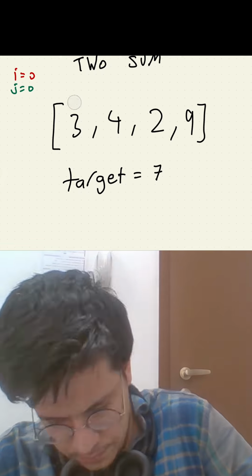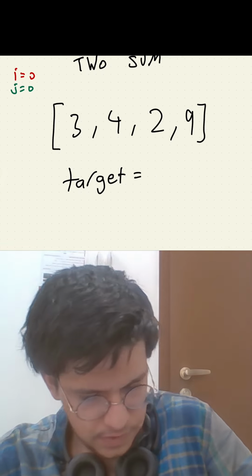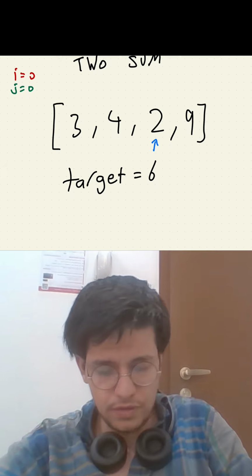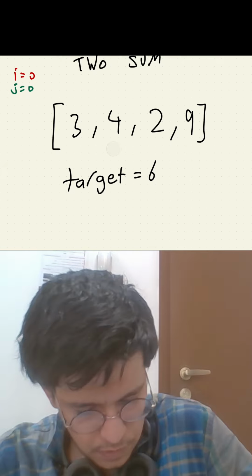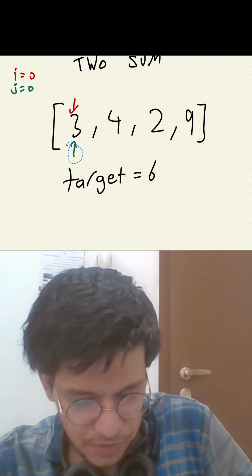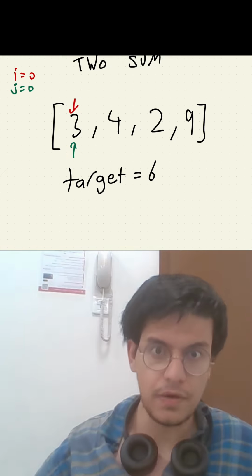But actually, if our target was 6, for 6 we're going to need what? 2 and 4. Well, what's going to happen? Our j is going to start off here. It's going to check 3 plus 3, 6, and it's going to reply that our indices are 0 and 0.